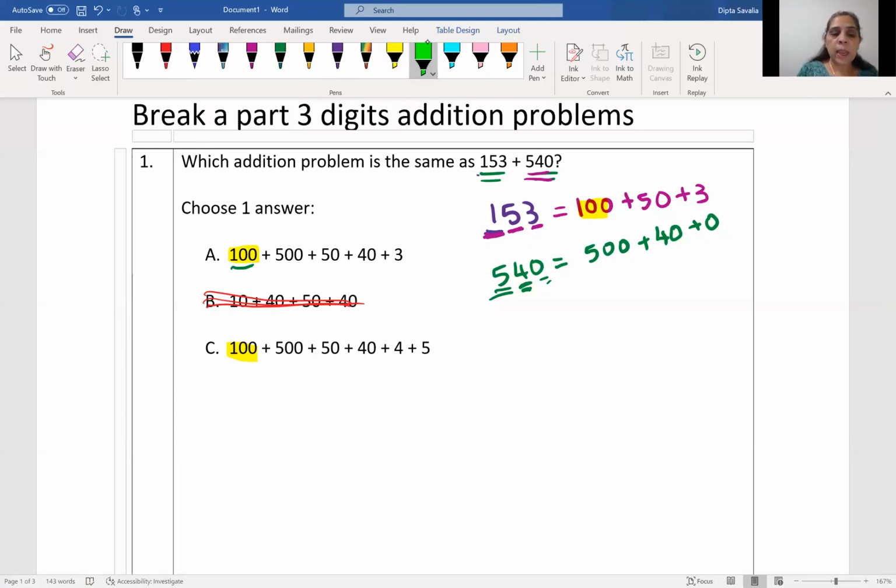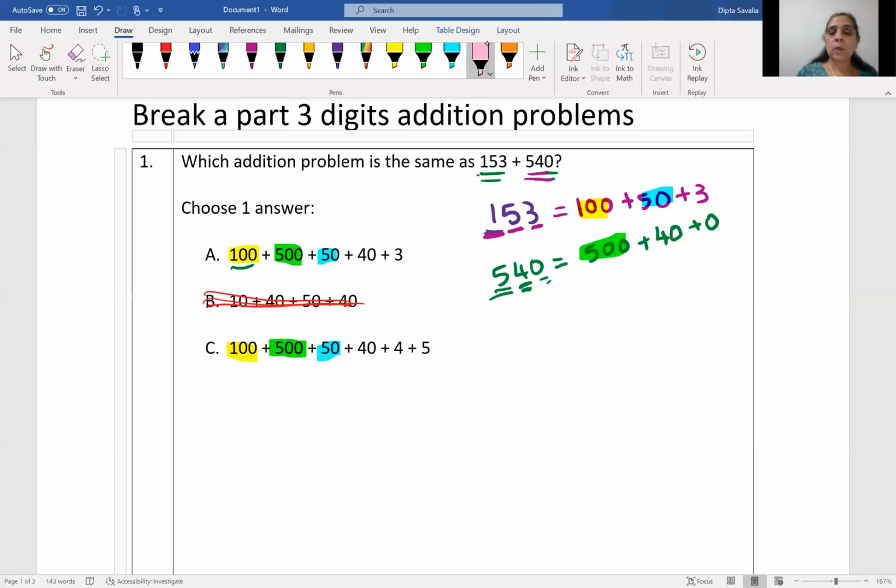Next, we have hundreds again. So I will check the second number, how many hundreds we have. 500. So I have 500 here, 500 here. Now we will check tens. How many tens do we have? We have 50 and we have 50. So here is also 50. So still we cannot eliminate anything. We have everything we are supposed to have up to this point.